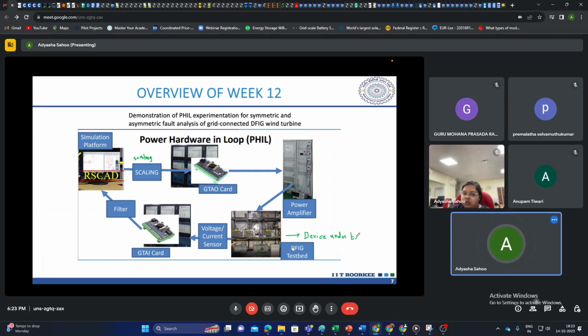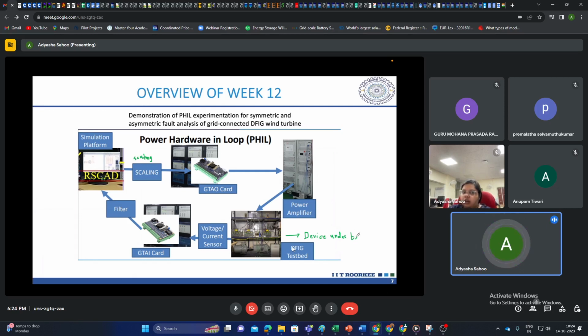Then up to this, basically you have reached this DFIG setup. Then the output of this DFIG setup. So up to here, if you don't do something, if you stop here, then it will be an open loop. But for a closed loop, we again sense the output voltage and current of this DFIG, and we feed it back to the simulation system. Because let's say you want to carry out some operation for the device, right?